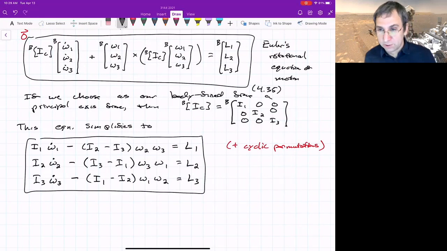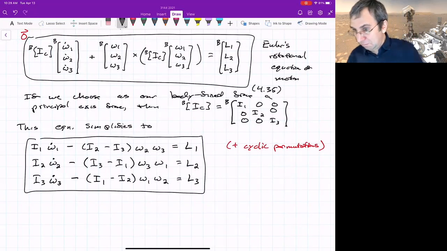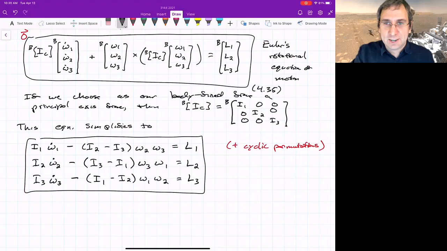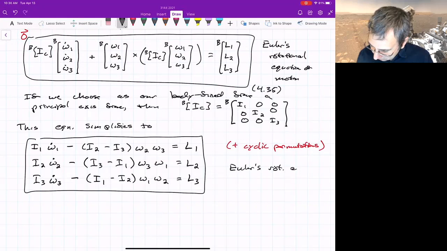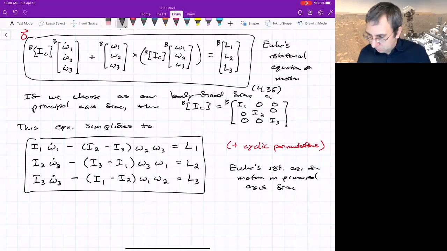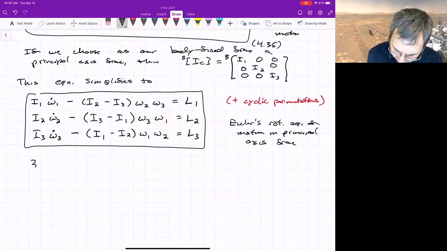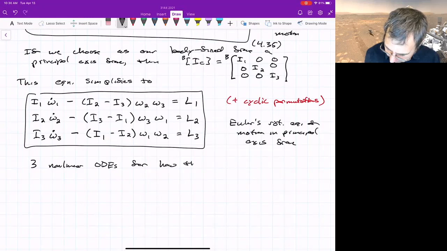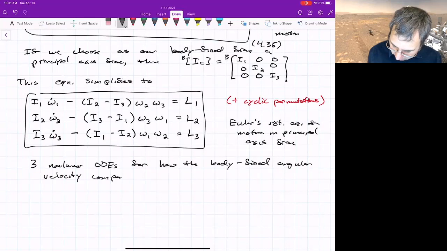Sometimes these are called Euler's rotational equation of motion. It's the same thing, just written in a nicer format. That's kind of pretty. This is just writing it in a principal axis frame, so this would be Euler's rotational equation of motion in principal axis frame. Okay, this is nice. What does this tell us? These are three nonlinear ODEs for how the body fixed angular velocity components change.